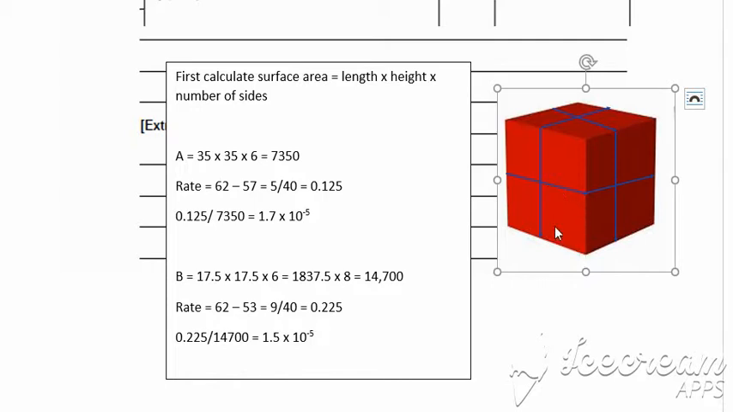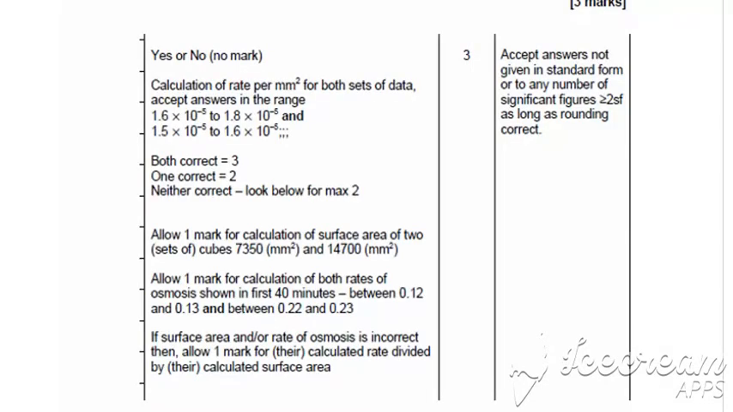So you'd work out the surface area of one side, 17.5 times 17.5. Bear in mind there are 6 on each cube, which would give you 1,837.5. And then take into account that you've got 8 of these, which would be 14,700. Then you do the rate of reaction divided by the surface area, which would give you 1.5 times 10 to the minus 5.